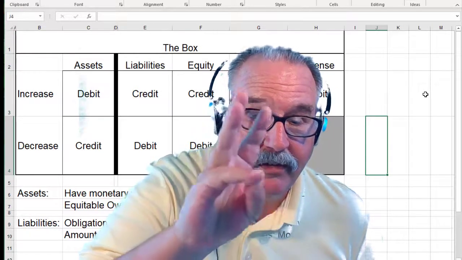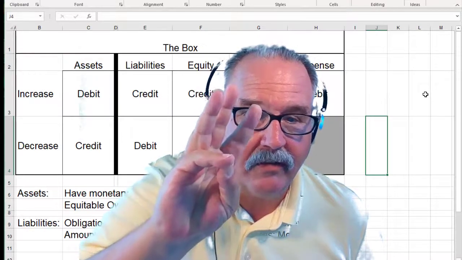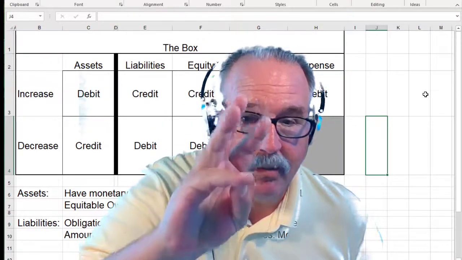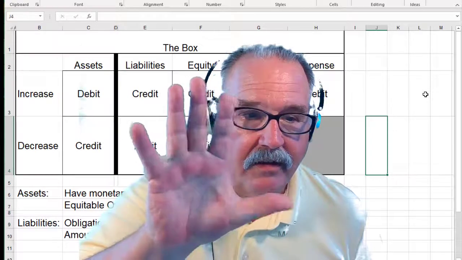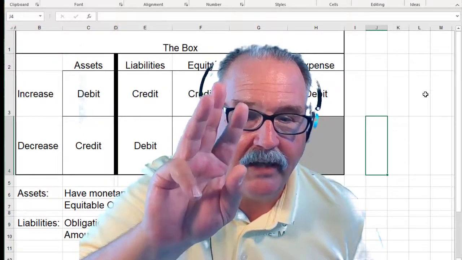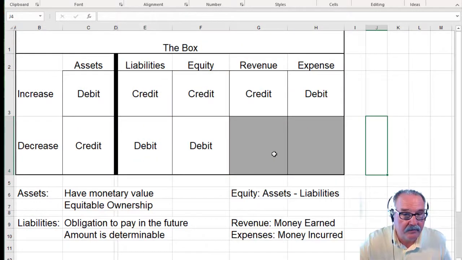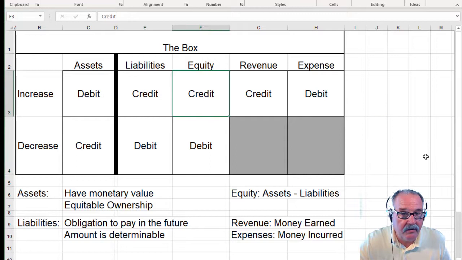So we have 5 things, 5 fingers. Assets are debits, expenses are debits. Liabilities, equity, revenue are credits. If that helps you, great. Debits are assets and expenses. Liabilities, equity, and revenue are credits. Now, as far as equity is concerned, equity is capital. That's going to be a credit. And drawings are equity, and they're going to be a debit.